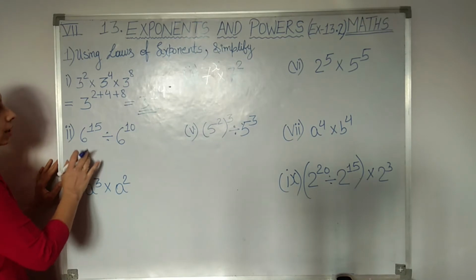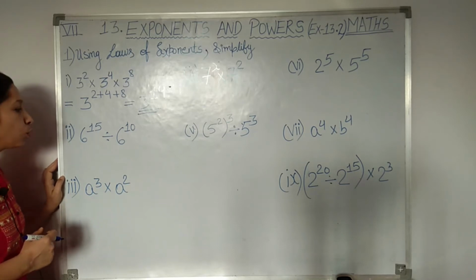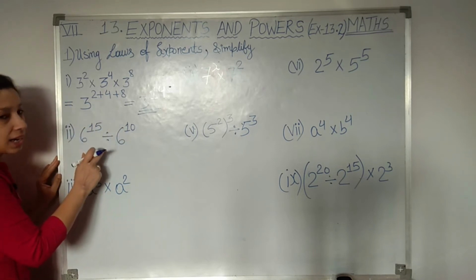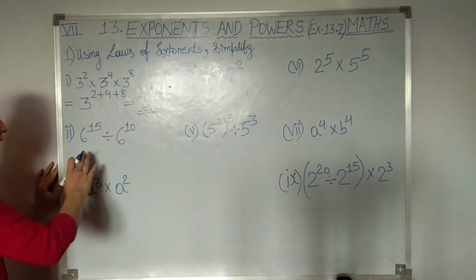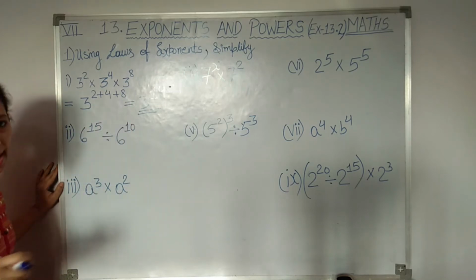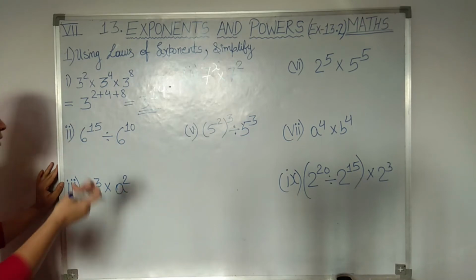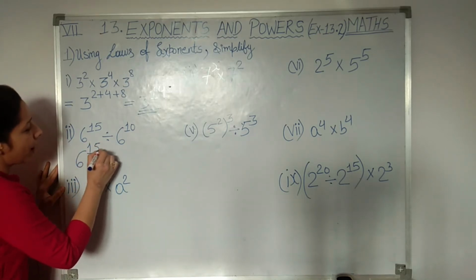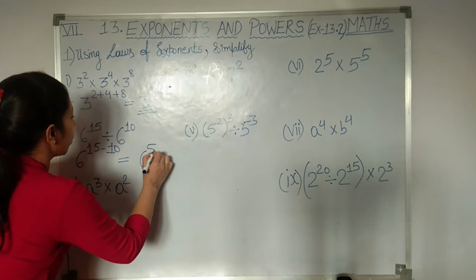The second point says the question is 6 raised to the power 15 divided by 6 raised to the power 10. So what we are going to do, students, again we can see the bases are common but the powers are different and we are dividing them. Which law are you going to use here? The law which states that a raised to the power m divided by a raised to the power n is equal to a raised to m minus n. So according to that law, I will write 6 as common, then m minus n. Got it, students? The final answer will be 6 raised to the power 5.